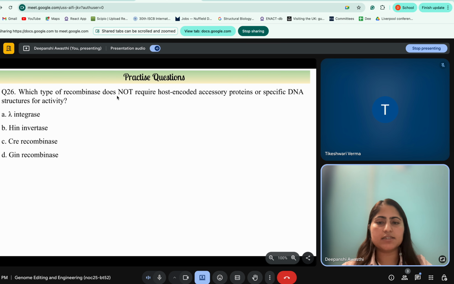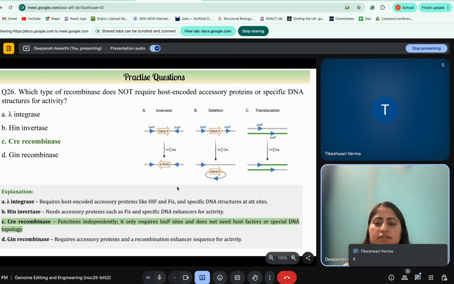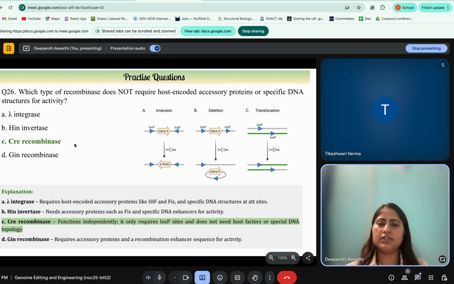Okay, so now the next question is, which type of recombinase does not require host encoded accessory proteins or specific DNA structures for activity? Option A, lambda integrase. Option B, Hin invertase. Option C, Cre recombinase. And option D is Gin recombinase. All right, so the right answer is option C, Cre recombinase. And this particular question also tells you the advantage of using Cre recombinase, because it does not require any accessory proteins, due to which it becomes more favorable to use.